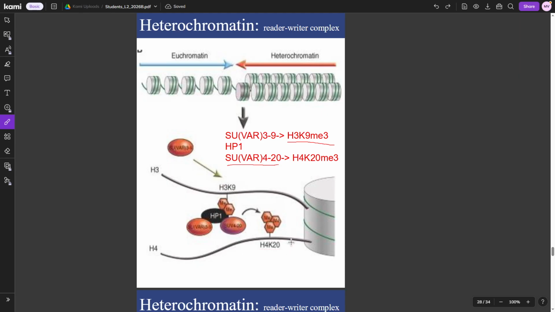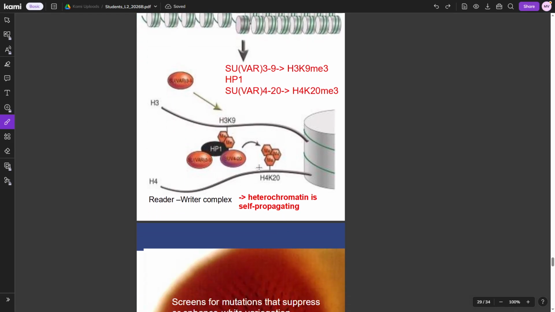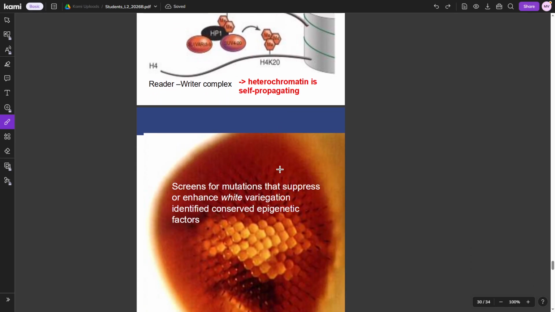And so that methylation results in heterochromatin propagation. So this is a reader-writer complex, right? This whole thing, because the HP1 reads this ME3 on the K9, recruits these things, which are writers, and then those writers add the trimethylation to the 20, the lysine 20, right? That's what it's trying to get at.